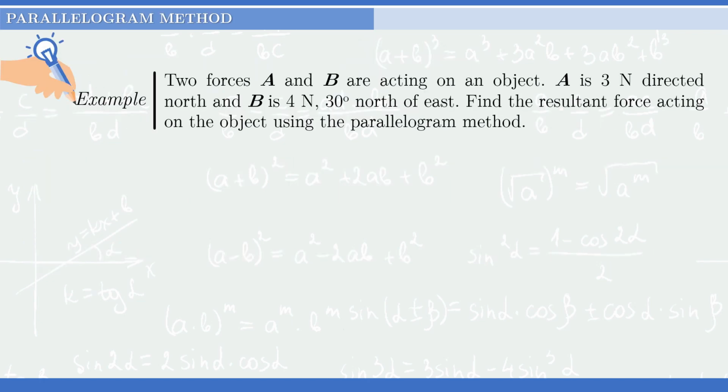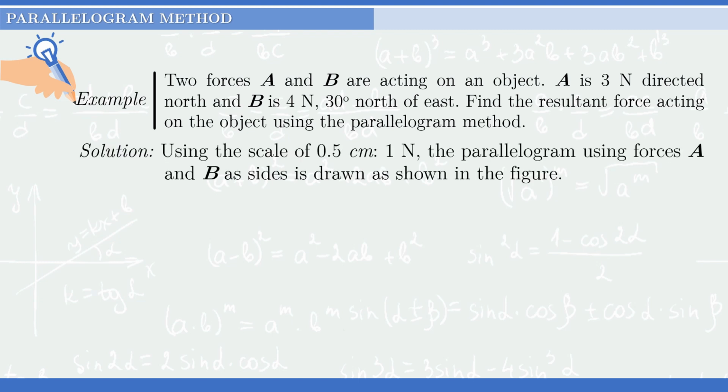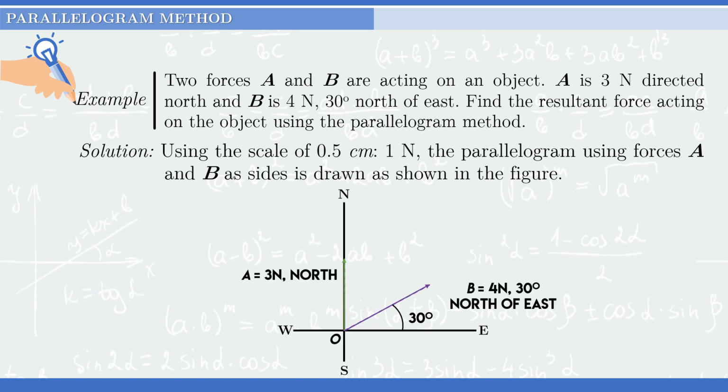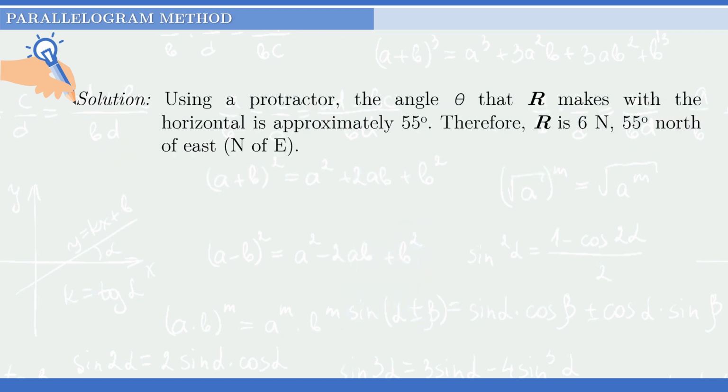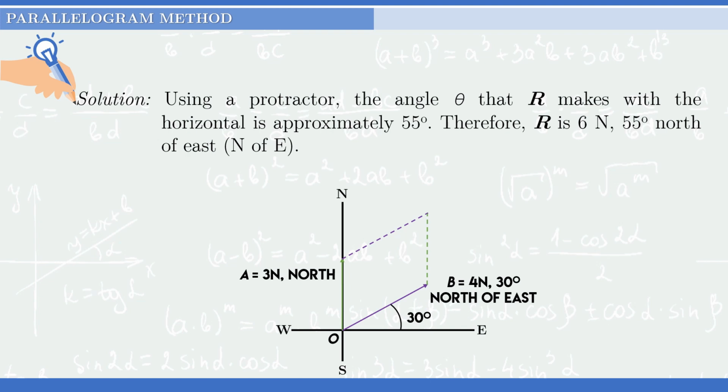For our first example, two forces A and B are acting on an object. Force A is 3 Newton directed north, and force B is 4 Newton 30 degrees north of east. Find the resultant force acting on the object using the parallelogram method. Using the scale of half a centimeter is to 1 Newton, the parallelogram using forces A and B as sides is drawn as shown in the figure. Using a protractor, the angle theta the resultant makes with the horizontal is approximately 55 degrees. Therefore, R is 6 Newton, 55 degrees north of east.